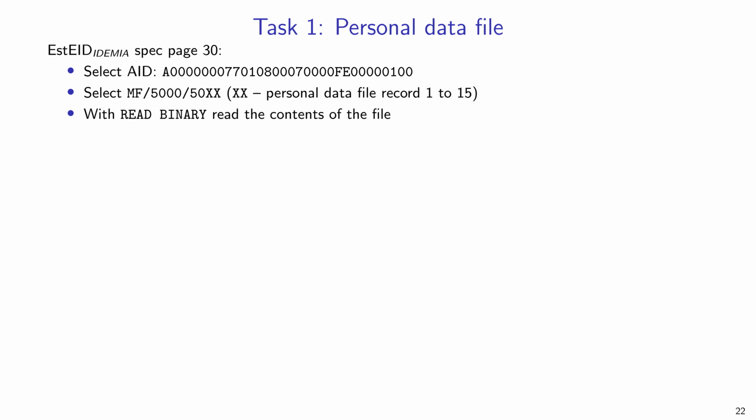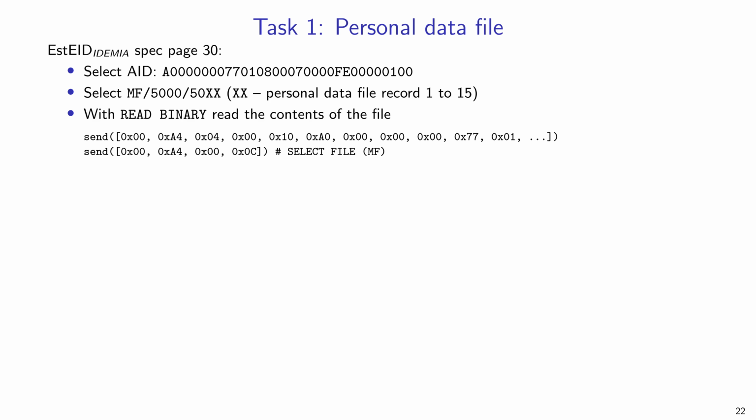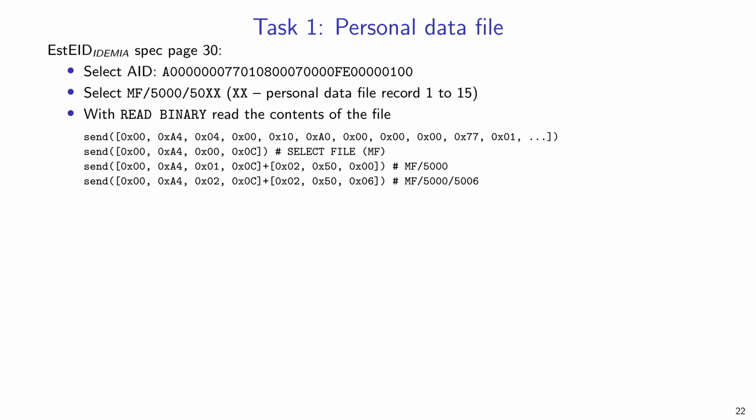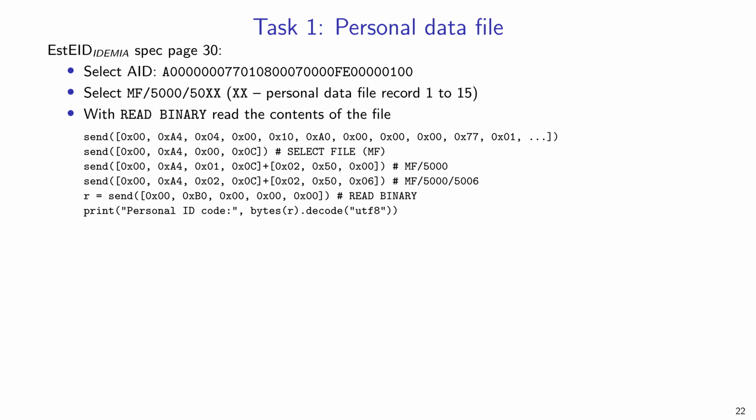Here is an example of how to read the personal identification code. First, select the applet, select the master file, select the dedicated file, and then select the elementary file containing the personal identification code, which is stored in the 6th record. Then fetch the data using read binary and print it out. The characters are encoded using UTF-8. So here you would place these 2 lines inside a loop, only changing the file ID of the elementary file.